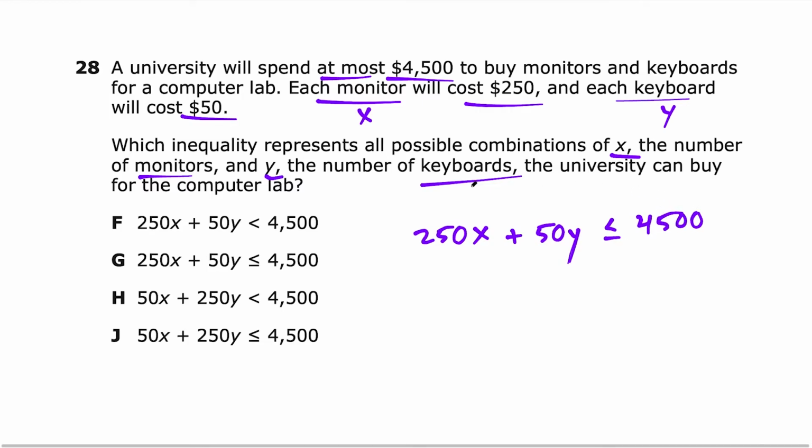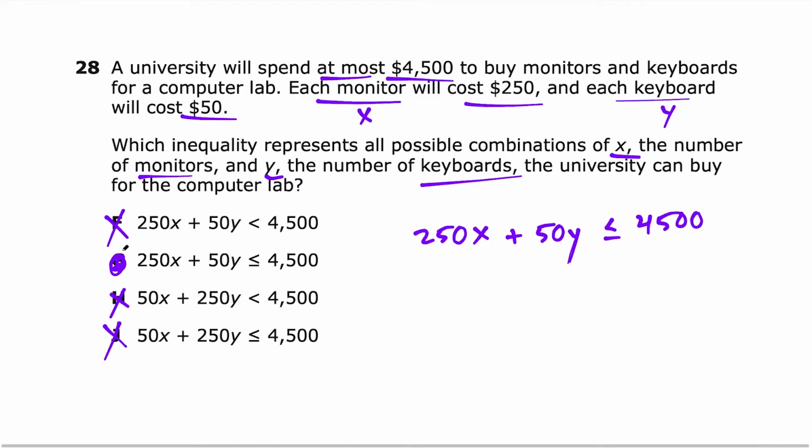So now we scan the answer choices here. So once again, the 250 has to belong to the x. So that's why these choices are quickly eliminated, because they mixed up the price of the monitor with the price of the keyboard. And then here, it's going to be less than or equal to, because once again, at most means it could be equal to $4,500. If the bill was exactly $4,500, that would be fine because they're spending at most $4,500. So that's why we have the equal to included, and choice F is out.